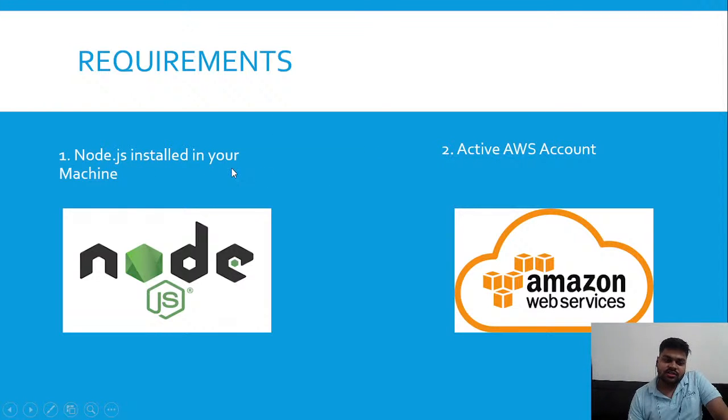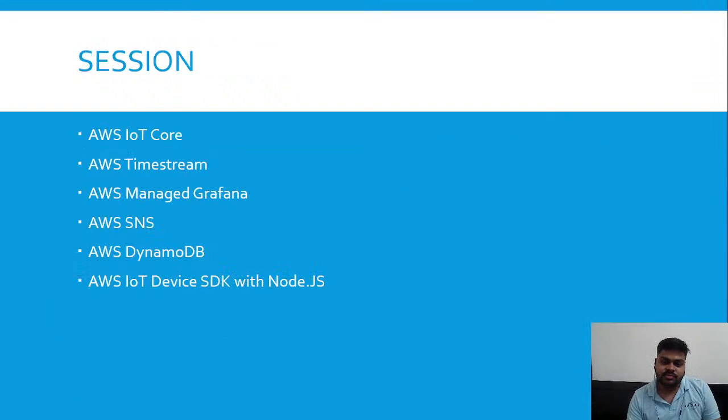These are the only two requirements, and there is no need for any kind of sensor or microcontroller, because in the earlier session I have seen that people need to follow my tutorial, so they don't always have these kinds of sensors available with them. So basically we are simulating the sensor data using Node.js, using the AWS IoT device SDK, so that we will see the flow, then we will understand what I am talking about.